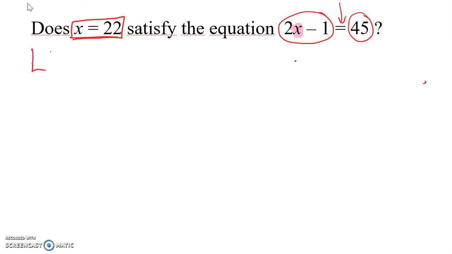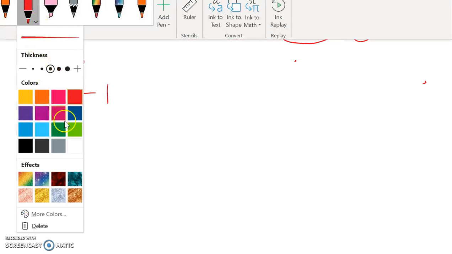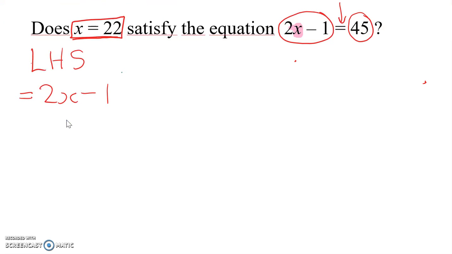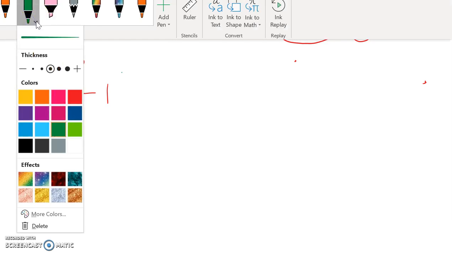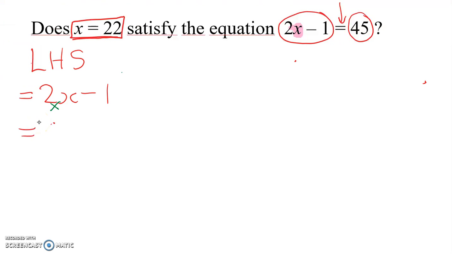So the left-hand side, this is the specific setting out that you will be required to show. The left-hand side, so that's what LHS stands for, is 2x minus 1. Always start with your actual left-hand side. And in year 7, when we're first learning this, we might need a reminder that when we have 2x, that actually means 2 times x. So we've started off with my actual left-hand side. And then we're going to now replace that x with a 22.